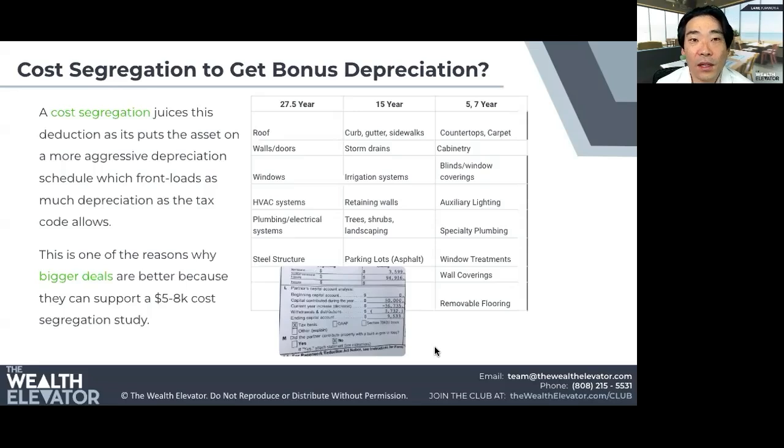And also, you can get what's called bonus depreciation, which basically what your general partners do, you don't have to do anything as a passive investor, is they'll get a cost segregation. This is what we do on select assets. It usually costs about $5,000 to do, and it's this big report that is passed on to the CPAs. This report basically breaks down all the components of the property into different categories, such as the 27 and a half year, the 15 year, the 5 to 7 year.